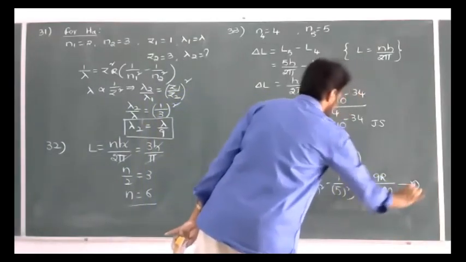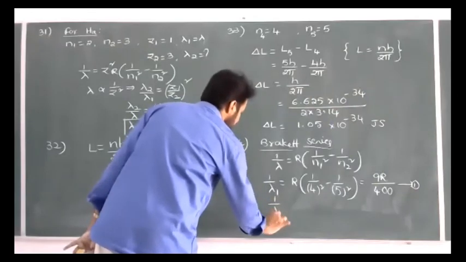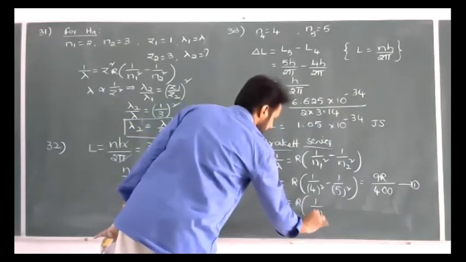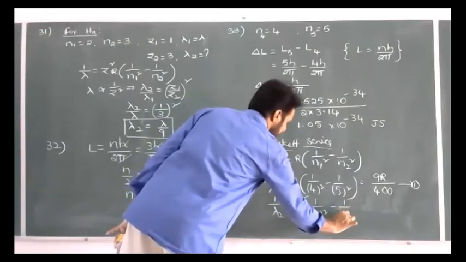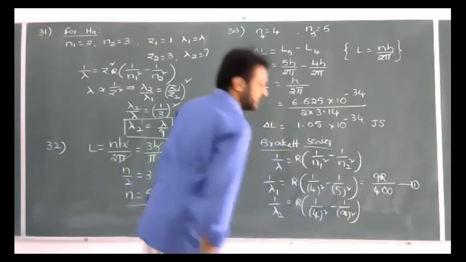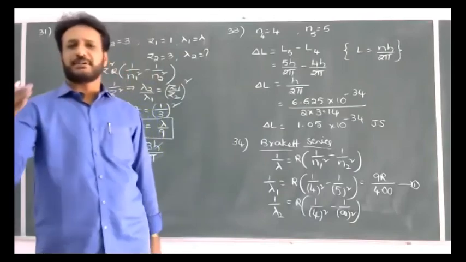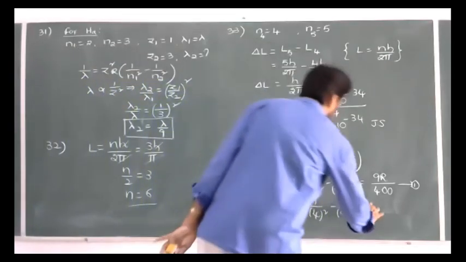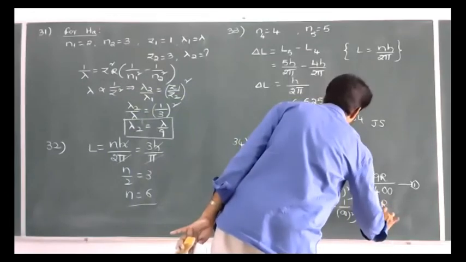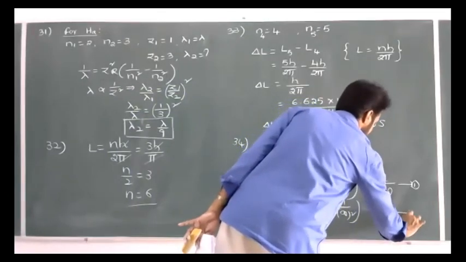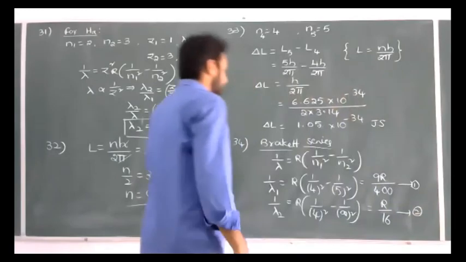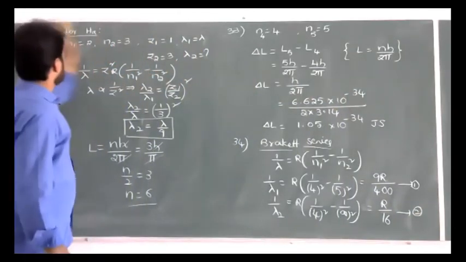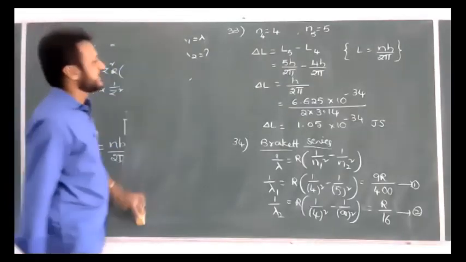Equation 1. Second case, for the shortest wavelength of the Brackett series: R into 1 by 4 square minus 1 by infinity square. When the electron jumps from the infinite orbit to the 4th orbit, we get the shortest wavelength. That is equal to R by 16. Second equation. Now divide the second equation by the first equation.